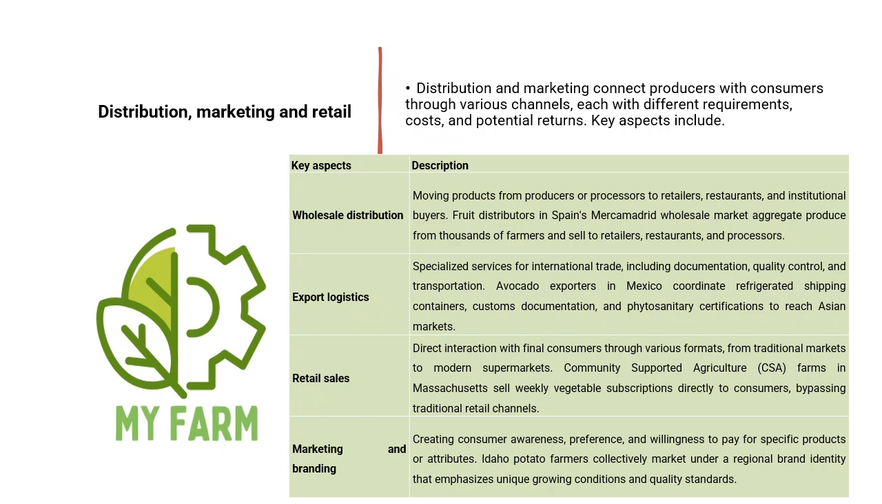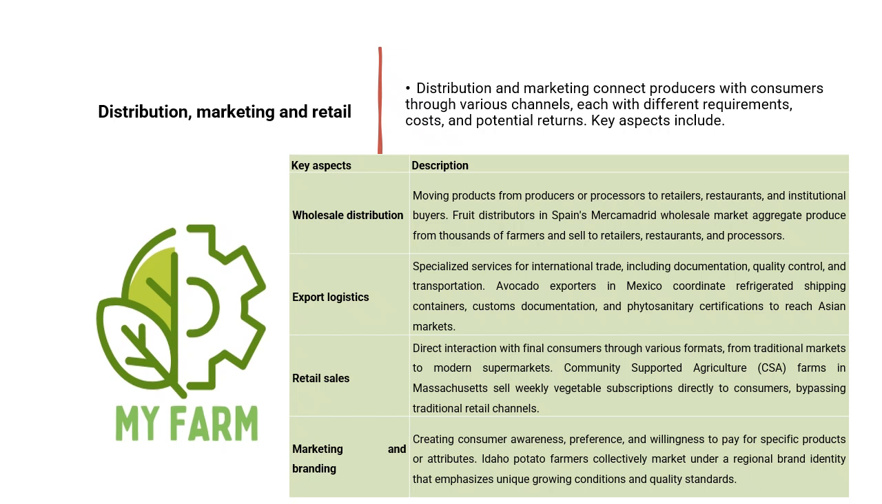Retail sales involve direct interaction with final consumers through formats ranging from traditional markets to modern supermarkets. Community-supported agriculture farms in Massachusetts sell weekly vegetable subscriptions directly to consumers, bypassing traditional retail channels and capturing a larger share of the consumer dollar while building customer relationships.